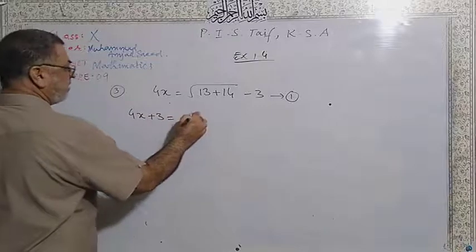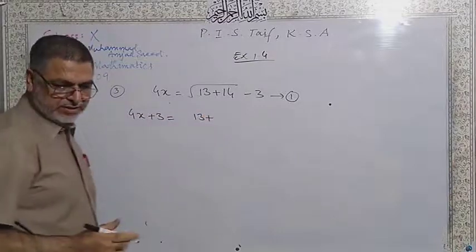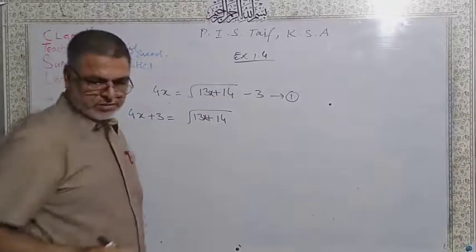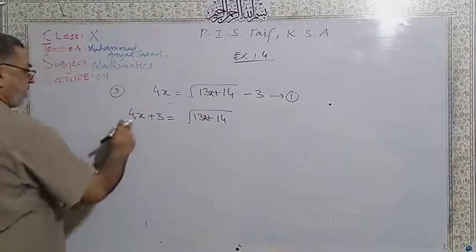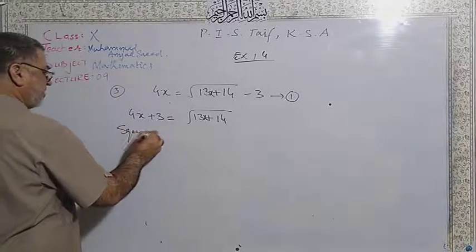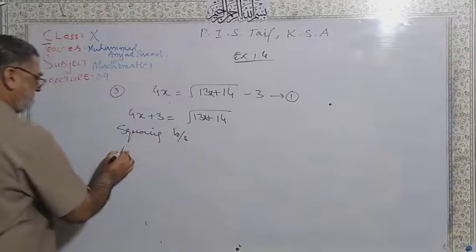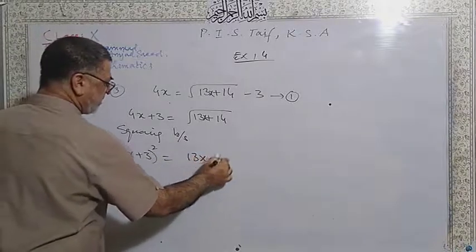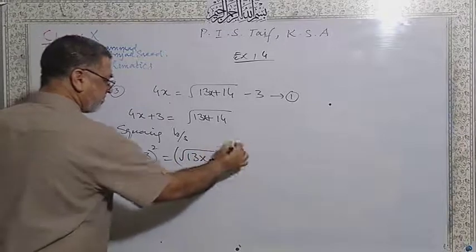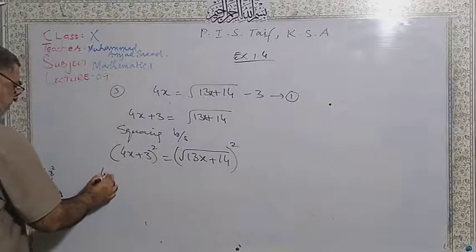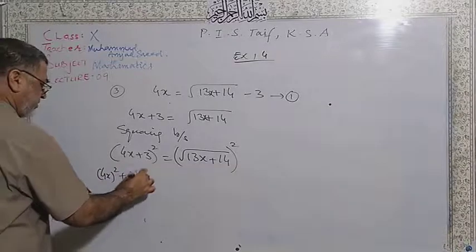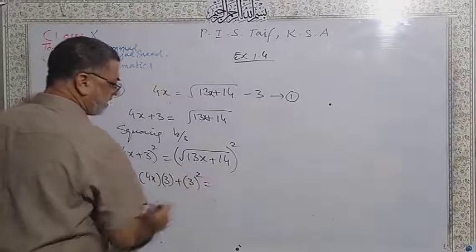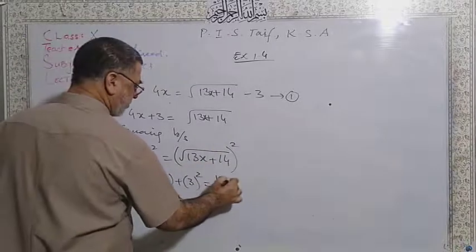4x plus 3 is equal to the square root of 13x plus 14. After that, squaring both sides: (4x plus 3) whole square equals the square root of 13x plus 14 whole square. Open up the formula, first square plus 2 into first into second plus second square; the square and the square root cancel out.